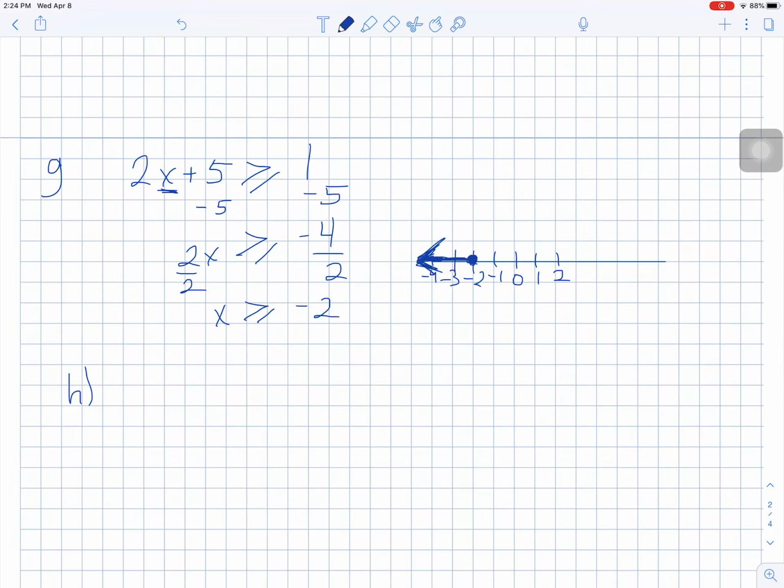All right, moving on to H. We have 2x subtract 5 is less than 1. Again, same basic concept here. We have to add 5 to this side. We have to add 5 to this side. So now we get 2x is less than 6. And now what we're going to have to do is divide by 2. So we get x is less than 3.